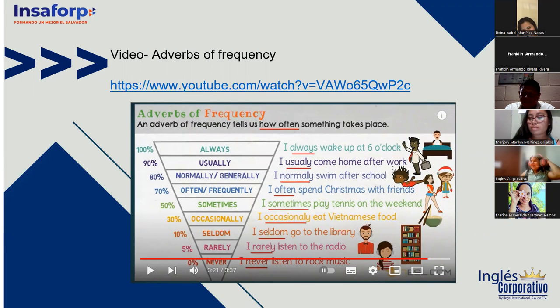Reina Isabel, le voy a dejar de tarea, please. Repita toda esa pronunciación. Ahí tiene el video, okay? Please play the video again after the class and repeat all the sentences, okay? You need to improve the pronunciation of the adverbs of frequency, okay? Yo sé que al principio se nos hace un poquito difícil a veces. But if you practice and practice, you will improve it. Okay? ¿De acuerdo?